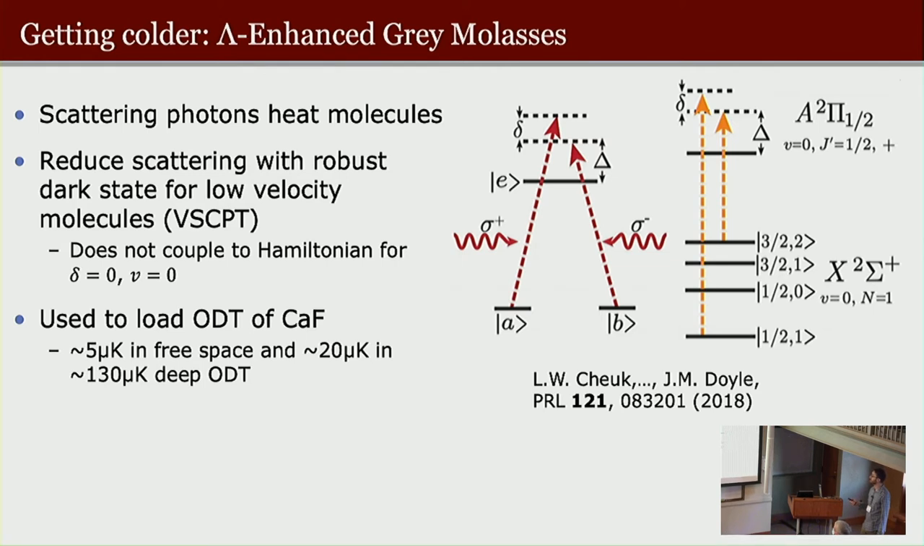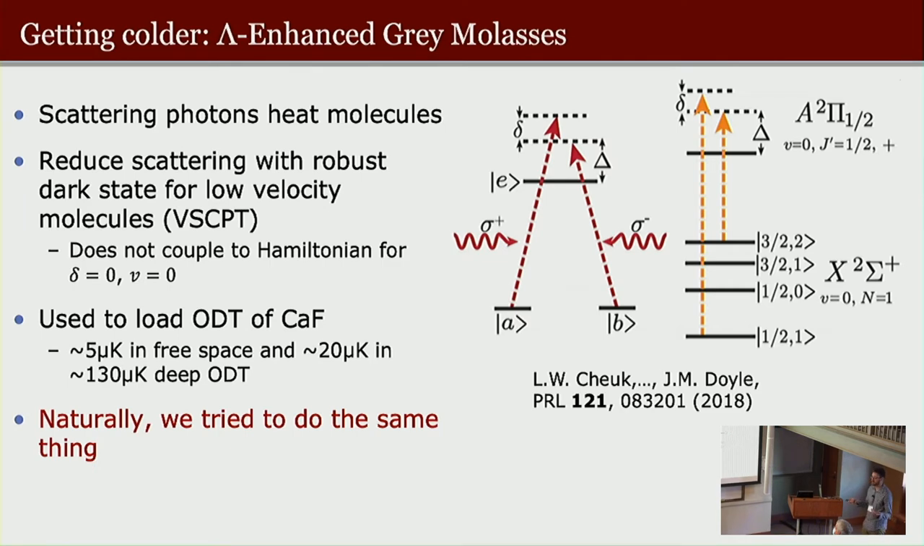have zero Raman detuning, then you'll have a dark state that's comprised just of a superposition of these two states, which doesn't couple to the Hamiltonian if you have no Doppler shift and if your Raman detuning is zero. Molecules, in other words, once you reach v equals zero, get stuck in this state and your scattering turns off. This was used in calcium fluoride, coupling these two states in particular to load an optical dipole trap of calcium fluoride. The temperature does get a little bit hotter in the optical dipole trap, and I'll point out why that is later on, but they were able to load an optical dipole trap in this way.